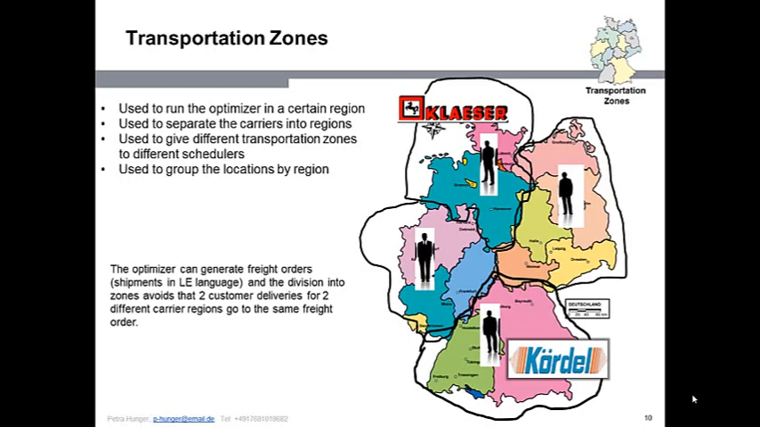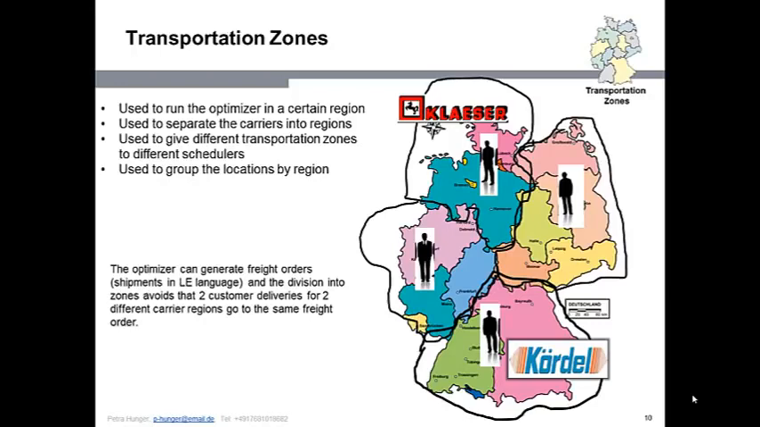They can be used to run the transport optimizer for certain regions only. They can be used to make separate zones per dispatcher. As you can see here on the picture, you have different dispatchers in different zones. They can be used as well to group locations into zones, and these zones can be similar to regions and countries, for example Germany and the region Schleswig-Holstein and other regions. Or they can be simply zones that are company specific. So these zones may only exist in your company because they represent the way that your schedulers are separated.